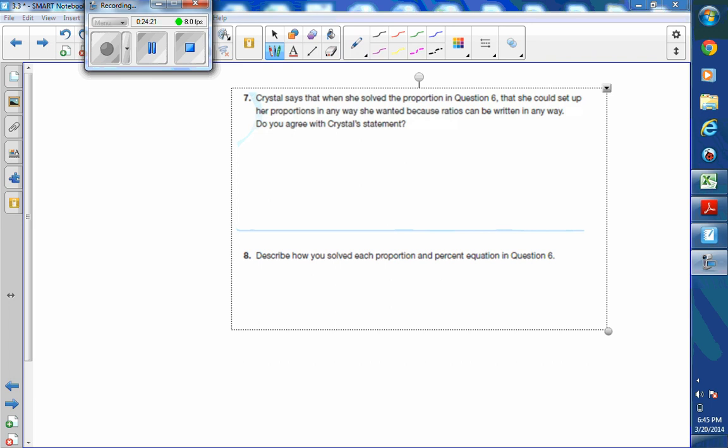Otherwise, your percent equation and your proportion wouldn't be the same. They would mess up. And then number 8, you can answer that however you want. You just describe how you actually solve these proportions and percent equations so you can solidify that in your head. Now you're ready to go practice.